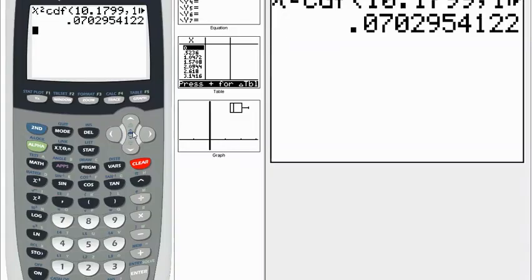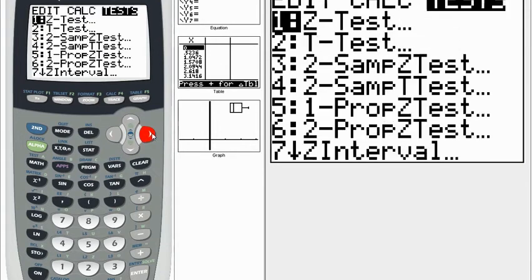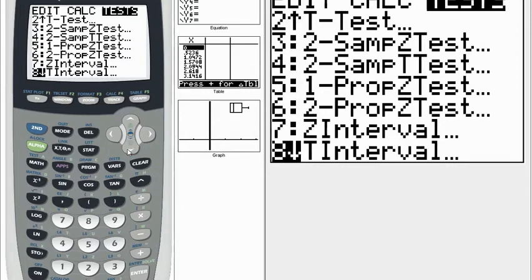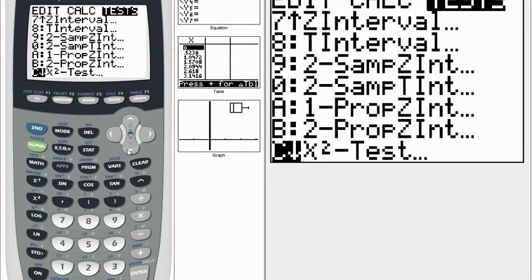Okay, back to my calculator, and I still have the data for the M&Ms in. I would highly recommend you use your calculator to run the test. Got to go to the tests. So I hit stat tests, and I'm scrolling down to look for the chi-squared test.